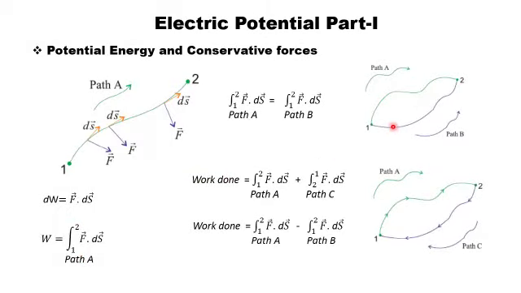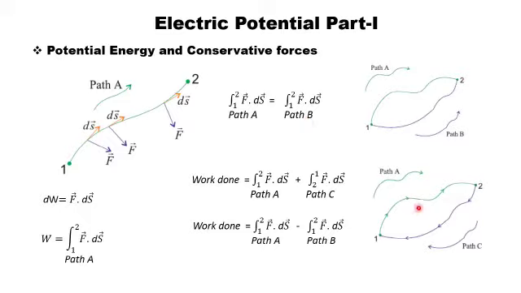Now, in this figure, the initial position and the final position, 1 and 2, are the same, but the paths are different. One is path A and the other is path B. So since the force is a conservative force, we can say that the work done along path A is equal to the work done along path B, as we can see here.